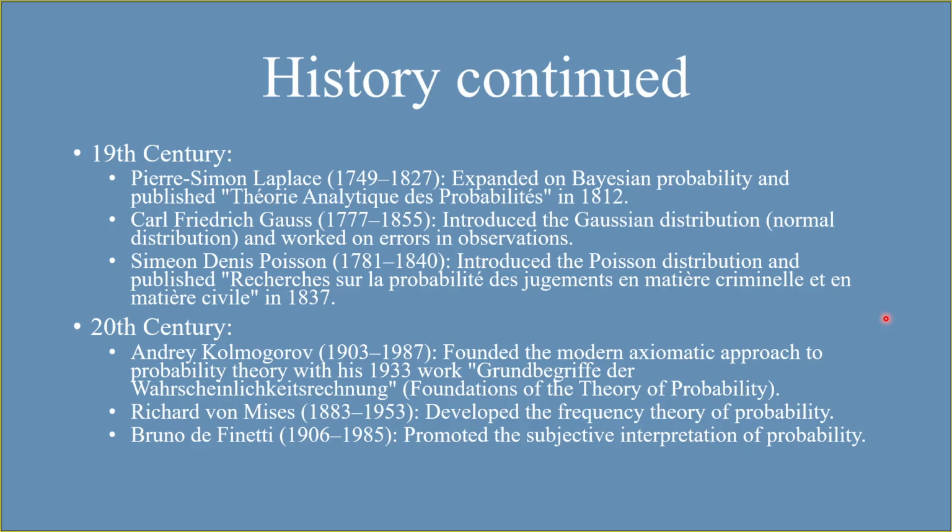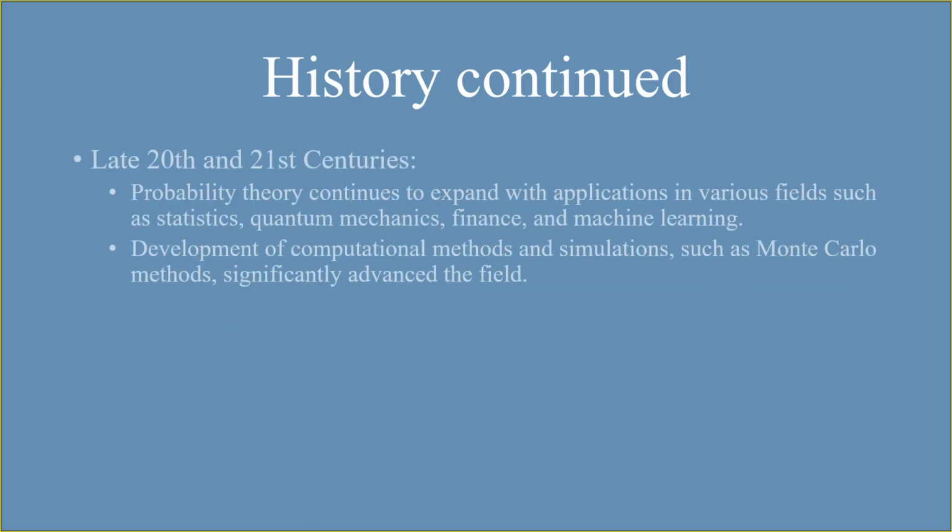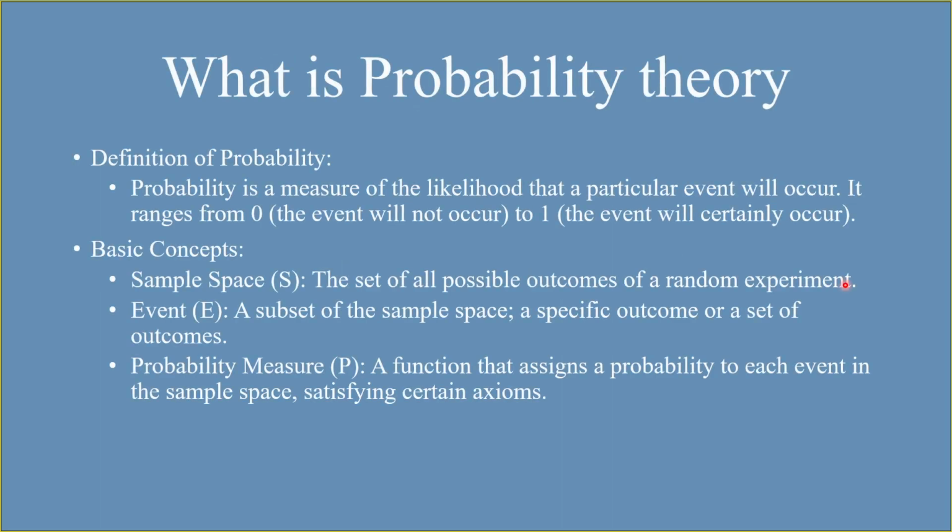So we can say that in the early history, probability was mostly based on gambling or something like that. In the late 20th and the current 21st century, probability theory continues to expand with applications in various fields such as statistics, quantum mechanics, finance, and machine learning. As today's session is about machine learning, probability will be helpful to learn more about it. The development of computational methods and simulations such as Monte Carlo methods significantly advanced this field. So we learned about the history of probability.